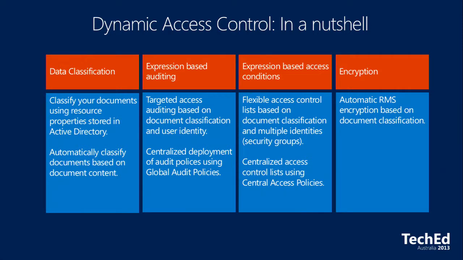So in a nutshell, the bits and pieces for dynamic access control include data classification. In other words, what are our resources? What sort of resources are they? Are they confidential? Are they financial documents? Do they belong to HR? We now have the ability to do expression-based auditing and expression-based access conditions.